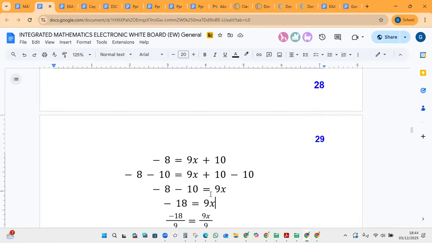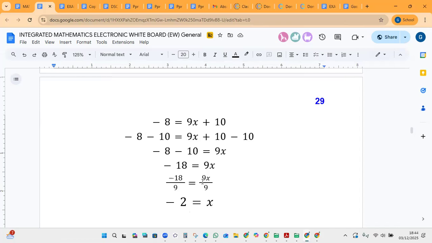And now to cancel out 9, which is multiplying x, you divide by 9 on both sides. And then you have 9 divided by 9 is 1. So we have 1x, x. -18 divided by 9 is -2. So finally, x is equal to -2.